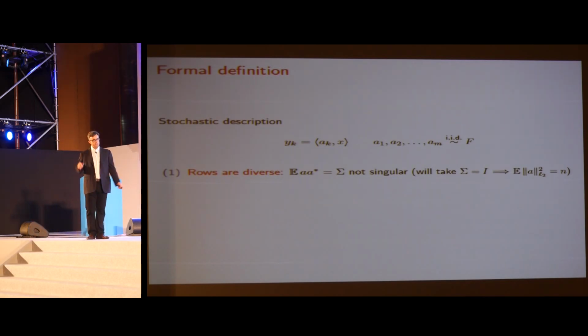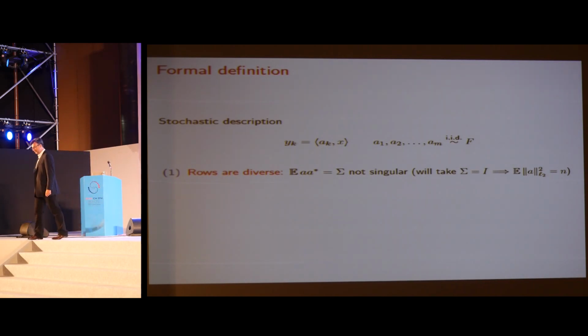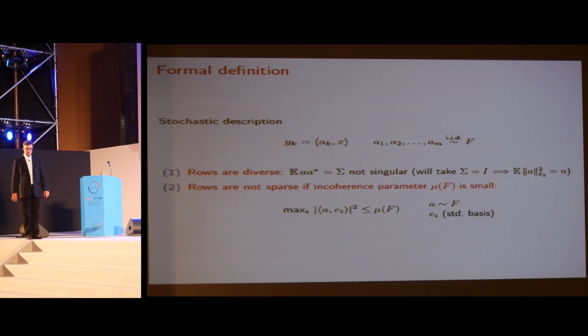Okay, so for simplicity, we're going to assume that the covariance is the identity, which implicitly normalizes these sampling vectors. But the key concept is really the concept of incoherence, and it is very simply defined. It's essentially the maximum correlation between those sampling vectors and the canonical basis in which our solution is known to be sparse. This maximal correlation, we're going to call it mu.